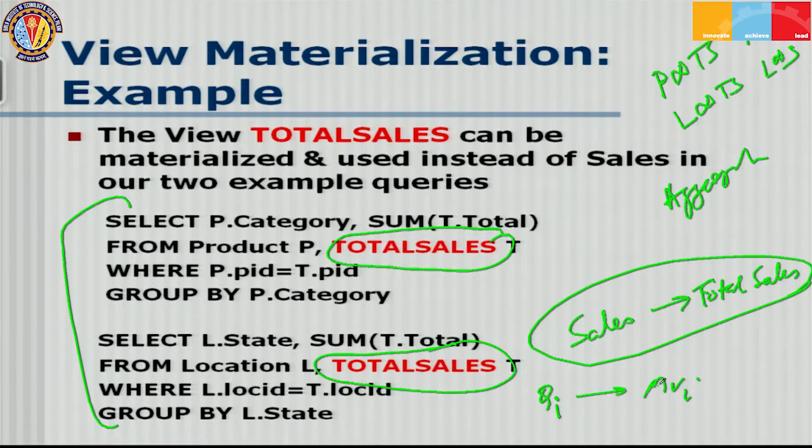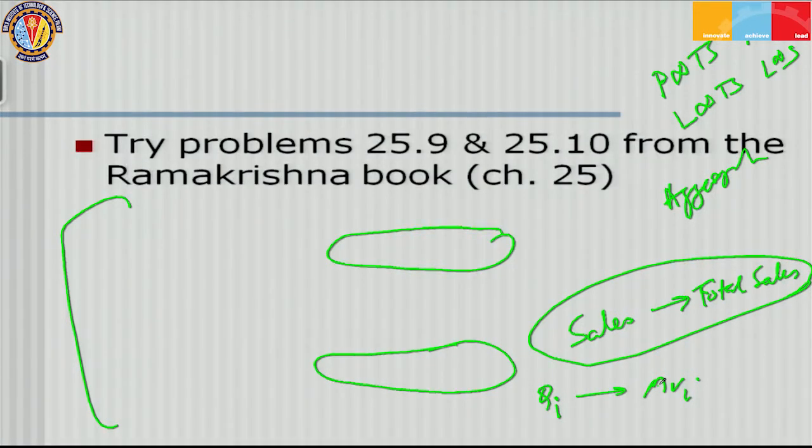I mentioned these two problems from the book, which would help you get some more insight into the problem of materialized views and how they help in actually reducing the computation costs of queries. Right, so with this, I end this section.